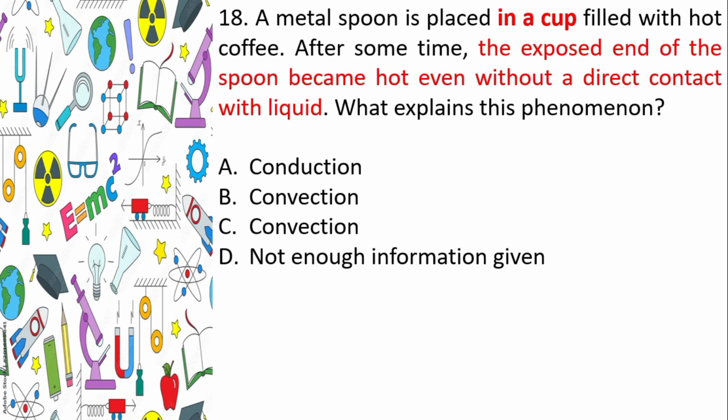So between the particles of the two sides of the spoon, that means there is a direct transfer of heat energy from the particles or the atoms that are submerged in the coffee to the atoms in the spoon that are not submerged in the coffee. So there is direct contact, so that means it is conduction.